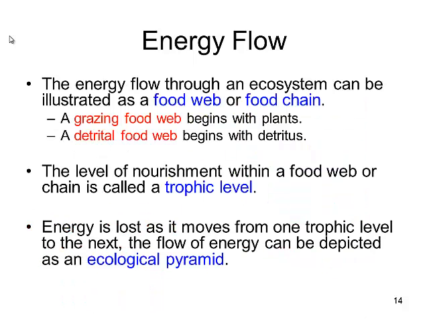And you probably have heard some of these terms, and you probably even discussed them in elementary school. They ringing a bell? Energy flow through an ecosystem can be illustrated as a food web or a food chain. So a grazing food web begins with what? Plants. And give me an example of who might be in a grazing food web. Yeah, cows, eating what they were meant to eat. Grass, right? Goats, sheep, cows.